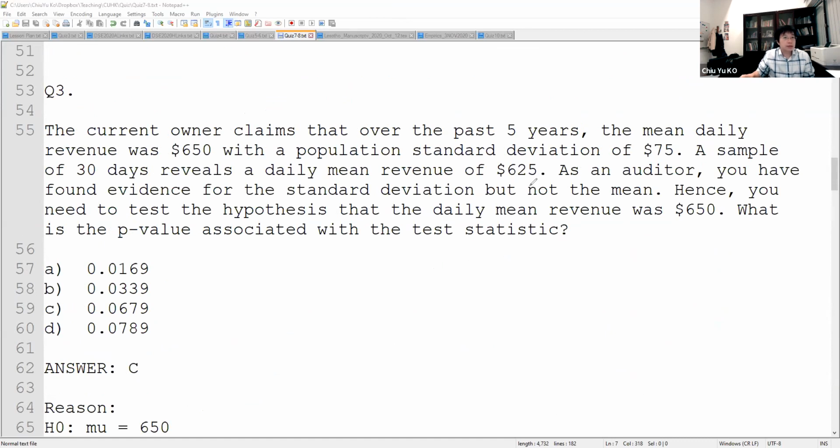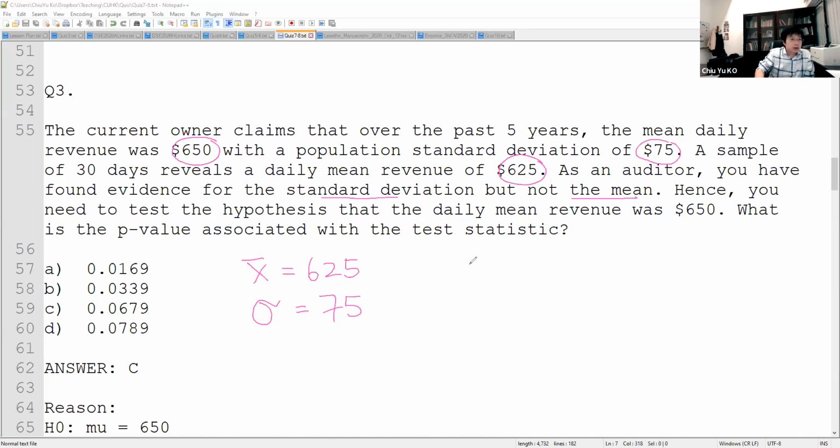Here, it asks about the revenue, and the population standard deviation is this one, okay? And then someone claims the sample is like this. The sample is 625, and you have the standard deviation, but not the mean. So we actually know sigma is 75, and we can use this one.